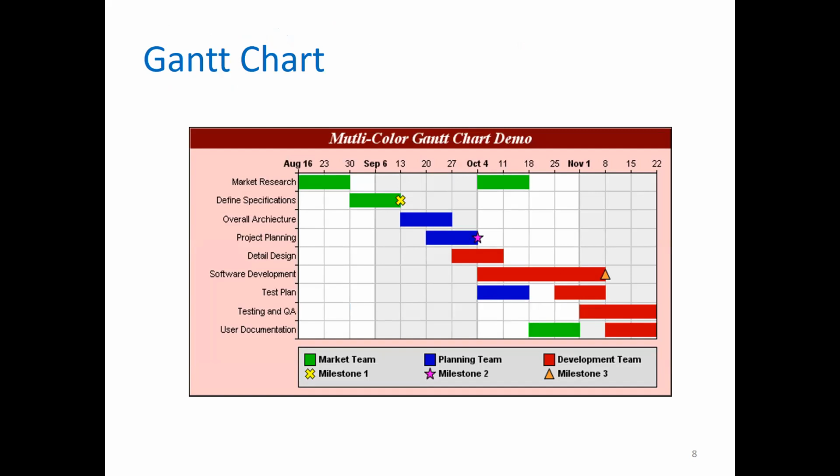Like mentioned, a Gantt chart illustrates the project's schedule. Right on the very top, you have the dates given, from August till November 22nd. Corresponding to the time, you have the set of tasks that must be completed. The milestones are represented by the yellow X sign, the purple star sign, and the orange triangle. These are some of the short achievements or deliverables in the project, while the project is to be fully completed.